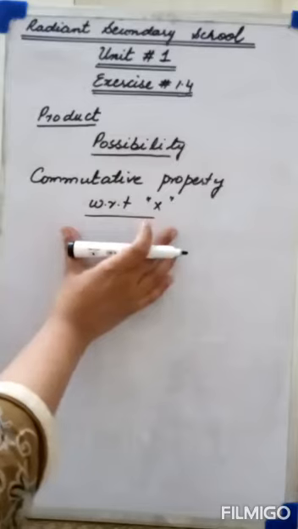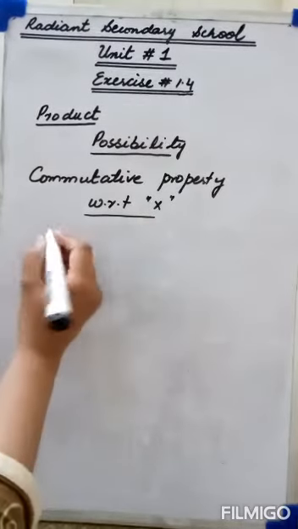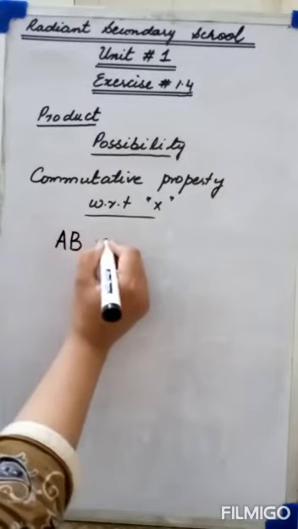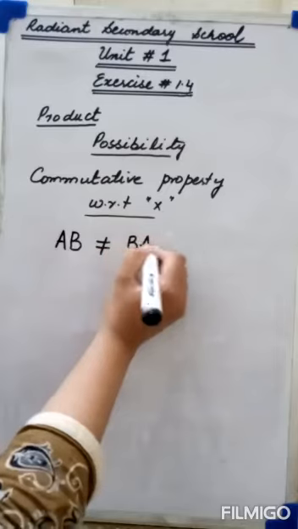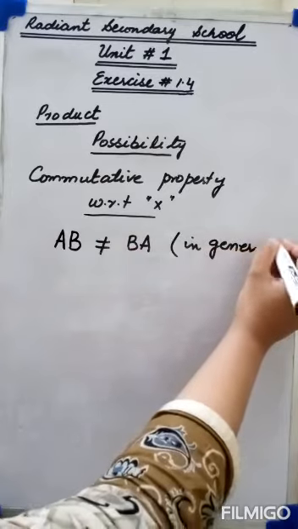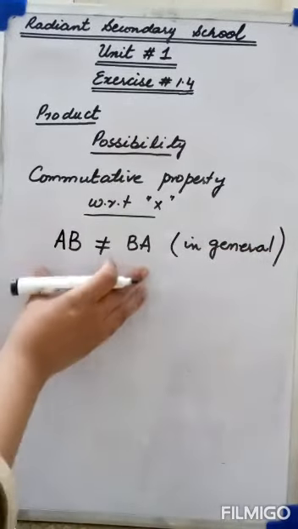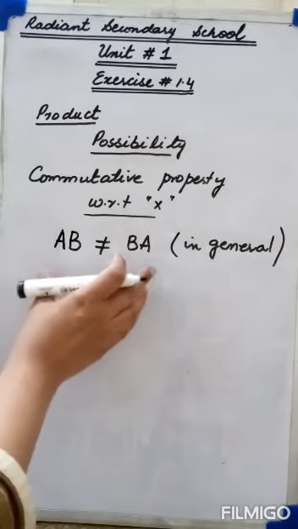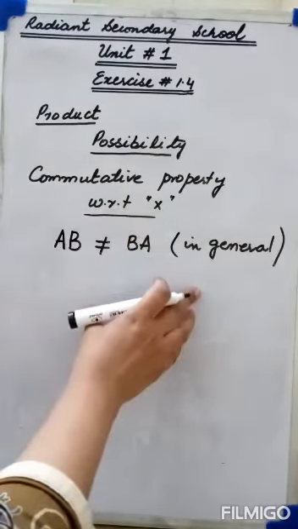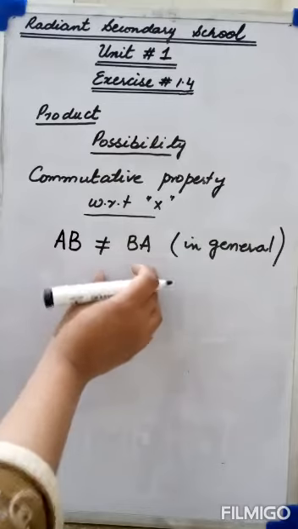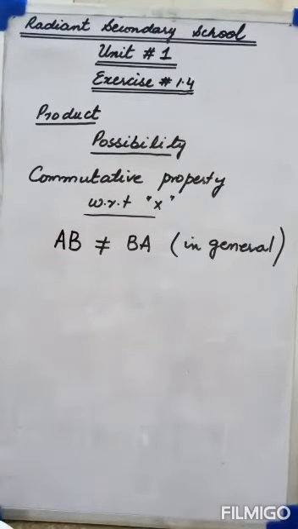But now we are having the commutative property with respect to multiplication, and you know, for matrices we use capital alphabets. So AB is not equal to BA in general, meaning it is not always that you will get AB equal to BA. Sometimes it can be equal, sometimes it will not be equal, right? Whenever you have to write the commutative property, you will just write the statement: commutative property with respect to multiplication does not hold in general, meaning you will not always get AB equal to BA. Sometimes it is equal and sometimes it is not equal.